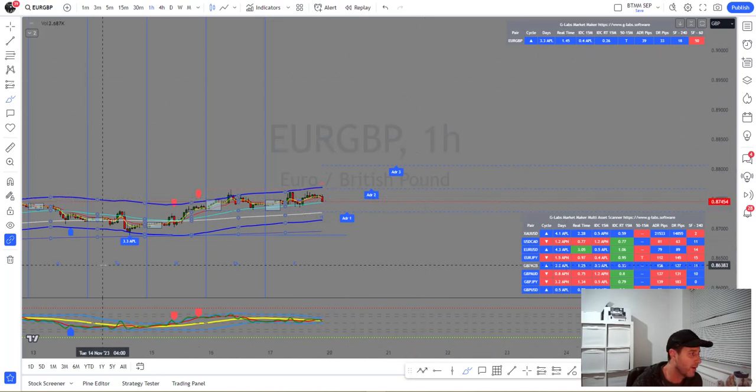Real time, we're currently 1.45 ADR from our anchor point low.